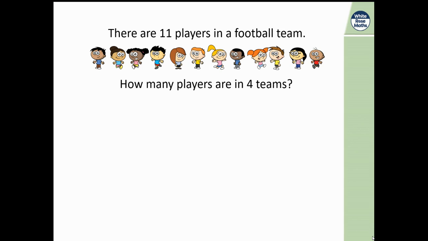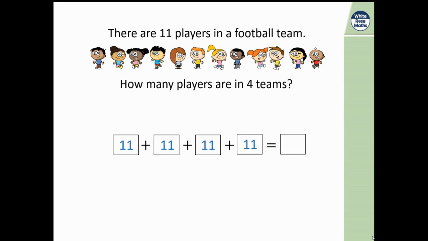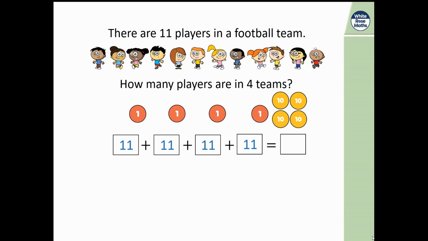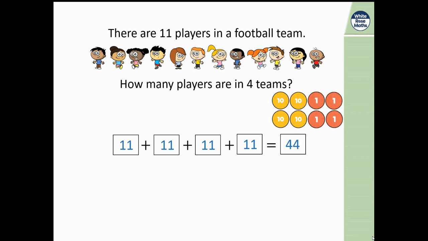There are 11 players in a football team. How many players are in 4 teams? So if we think back to the arrays that we've been looking at this week, in one row I have 11 people because I've got 11 players in a football team. Imagine that there are 4 teams then. That would be the same as 11 plus 11 plus 11 plus 11, which would be the same as 4 tens there, and that would give me 4 ones, so that would be the same as 44.